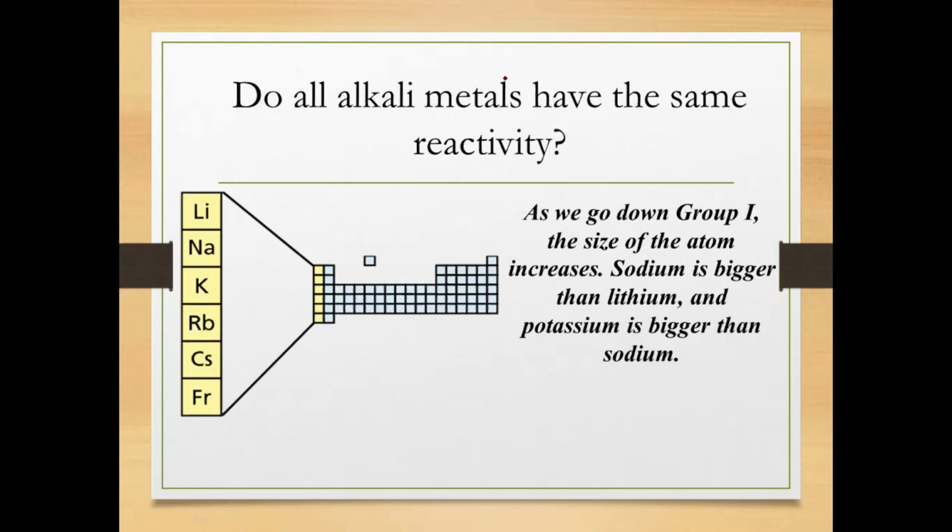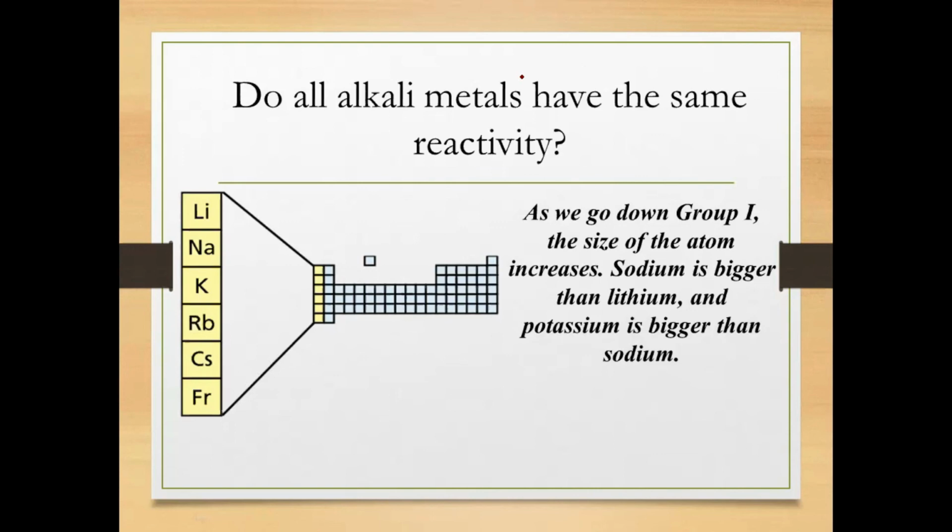Just write down in your copies. When we move down the group in group number 1, the reactivity of group number 1 members increases. Their metallic character will increase. Their melting point and boiling point decrease down the group, but their densities will increase.